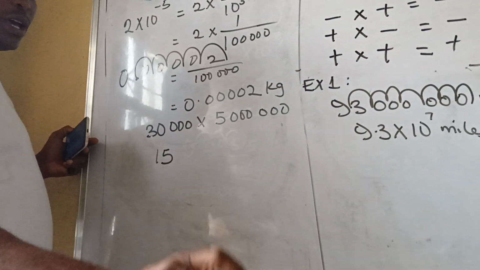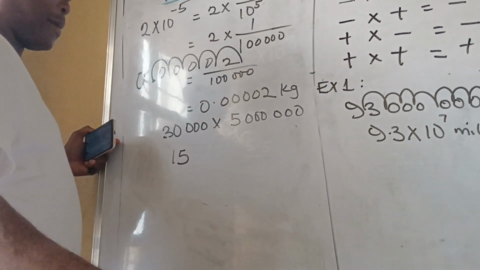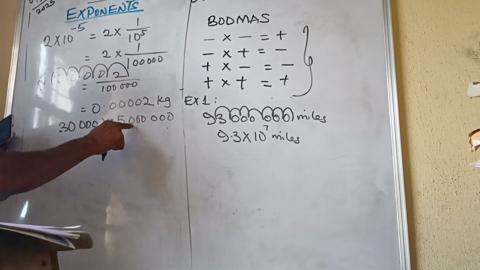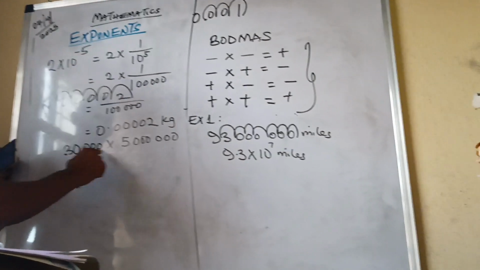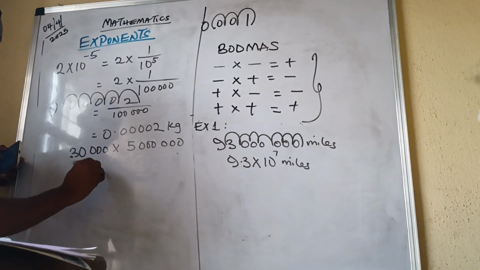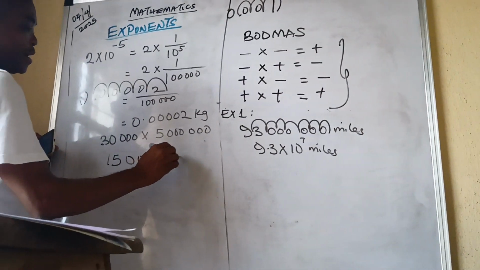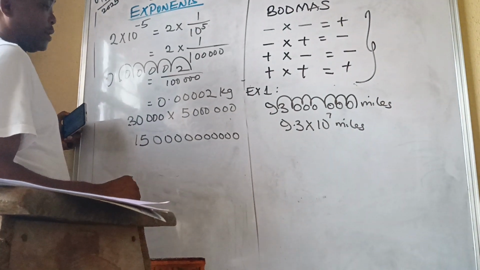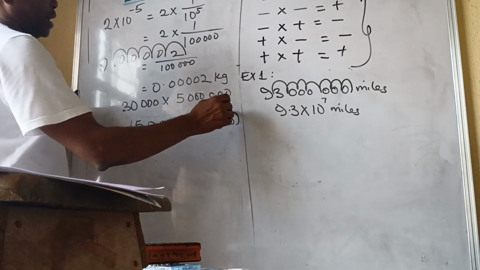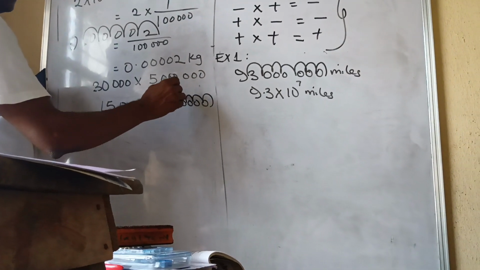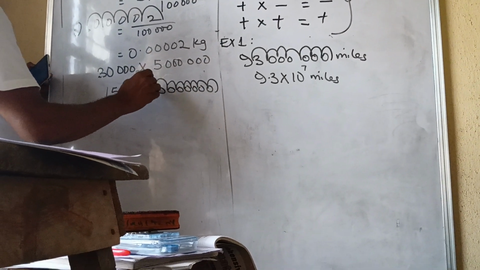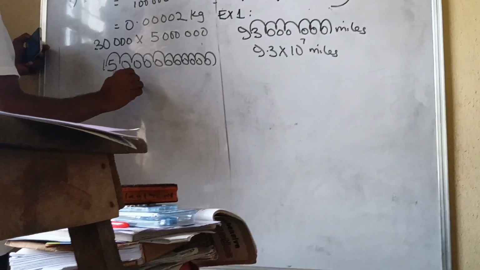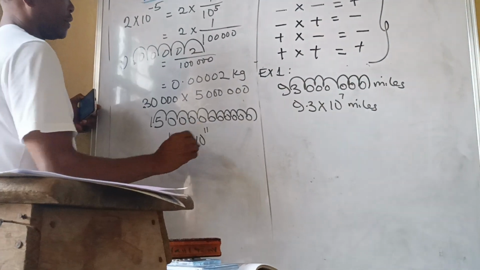Then how many zeros do we have? We have 6 zeros there, and we have 4 zeros, making 10 zeros. 1, 2, 3, 4, 5, 6, 7, 8, 9, 10. That's 10 zeros. And I can move my decimal as we've been doing. 1, 2, 3, 4, 5, 6, 7, 8, 9, 10, 11. So I'll end up having 1.5 times 10 to the power 11.